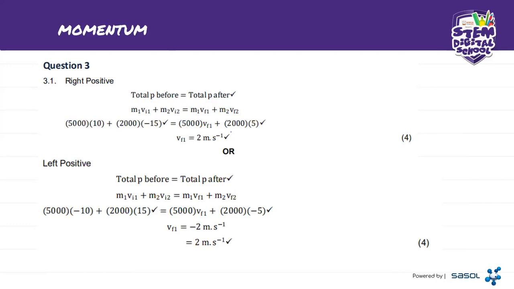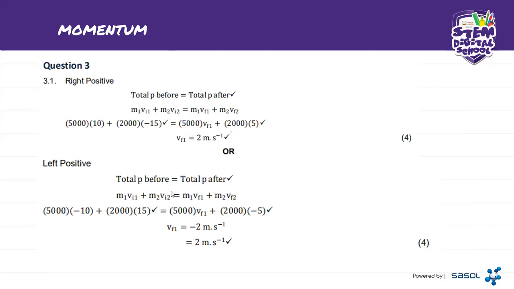Don't forget, this one is an error here. It needs to say 2 meters per second to the right. That's your final answer. It's not just 2 meters per second. What's your direction? We're working with a vector. A velocity is a vector. Do not forget that, guys, please. We can also do it the other way around, where we have left as positive. Even if left is positive and we get a negative answer, it means that it's moving to the right again. So it's going to be 2 meters per second to the right.